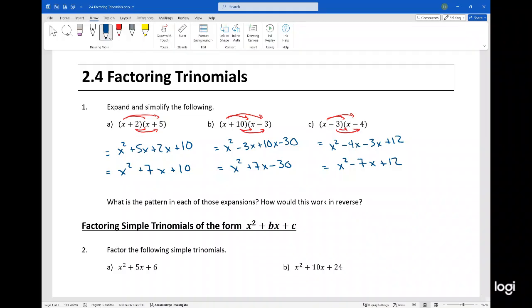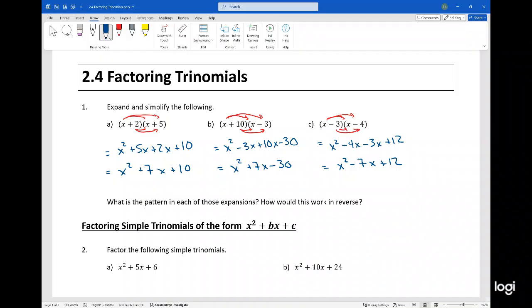Okay, so now a little observation. All of my answers start off with an x squared. If I look back into the original binomials, I notice that all of them are x plus or minus something times x plus or minus something. So the numbers in front of the x's are all ones.